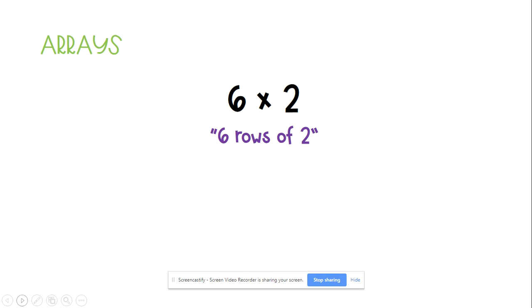So when you're doing arrays, an array is simply a picture that has the same number of dots in each row and in each column. So instead of saying 6 times 2, I can read it as 6 rows of 2. Your rows go sideways, and I told my kids to think about how when you row across a river, you're rowing side to side. When you row a boat, you're not going to row and start going up in the air or down under the water. You row side to side. So 6 times 2, I need to have 6 rows of 2 dots.